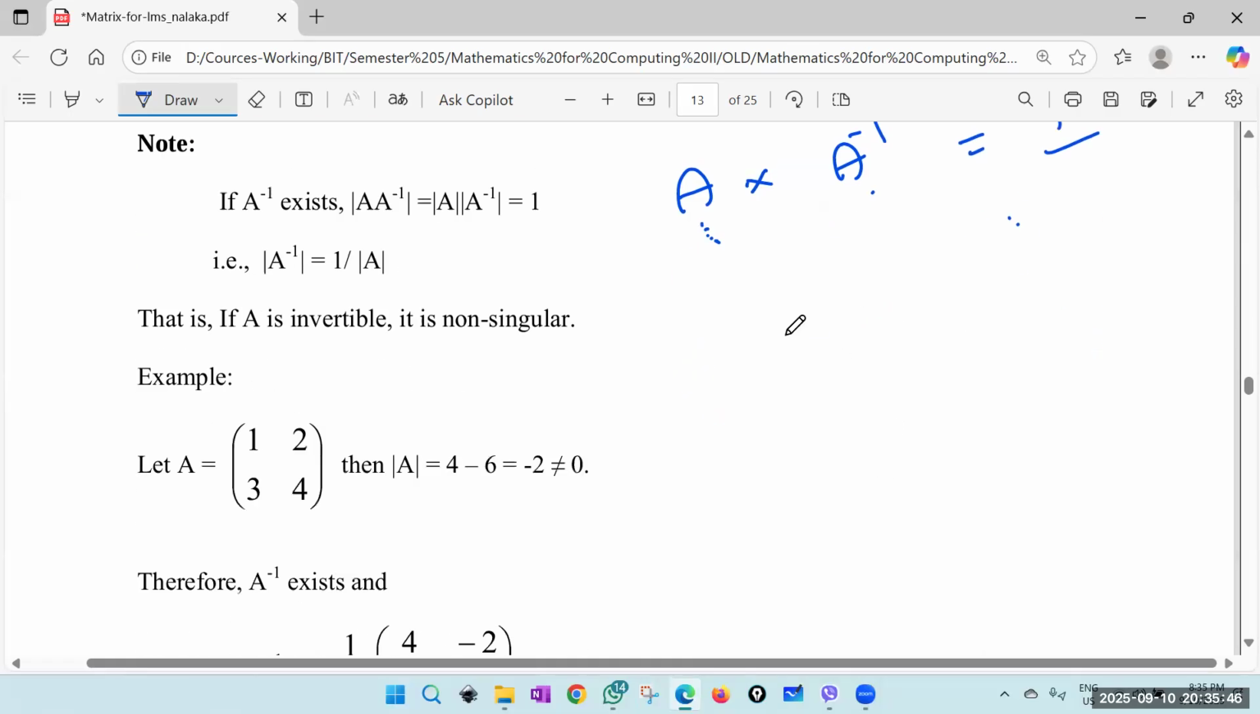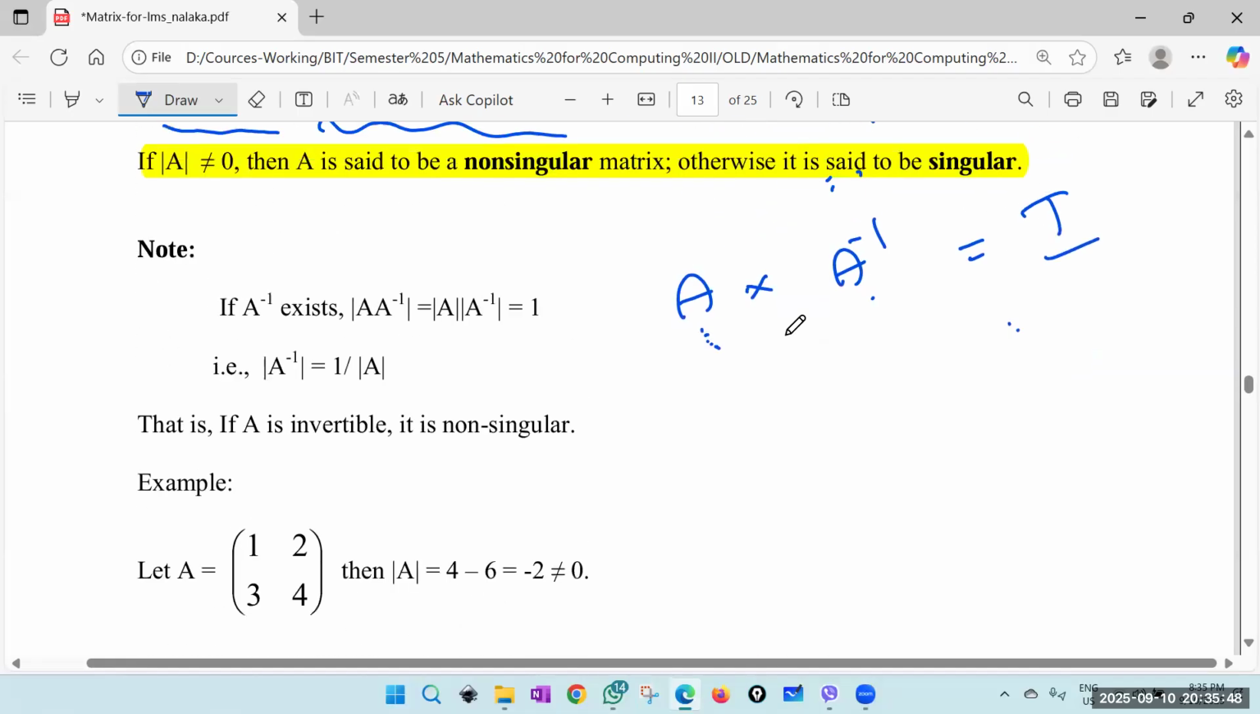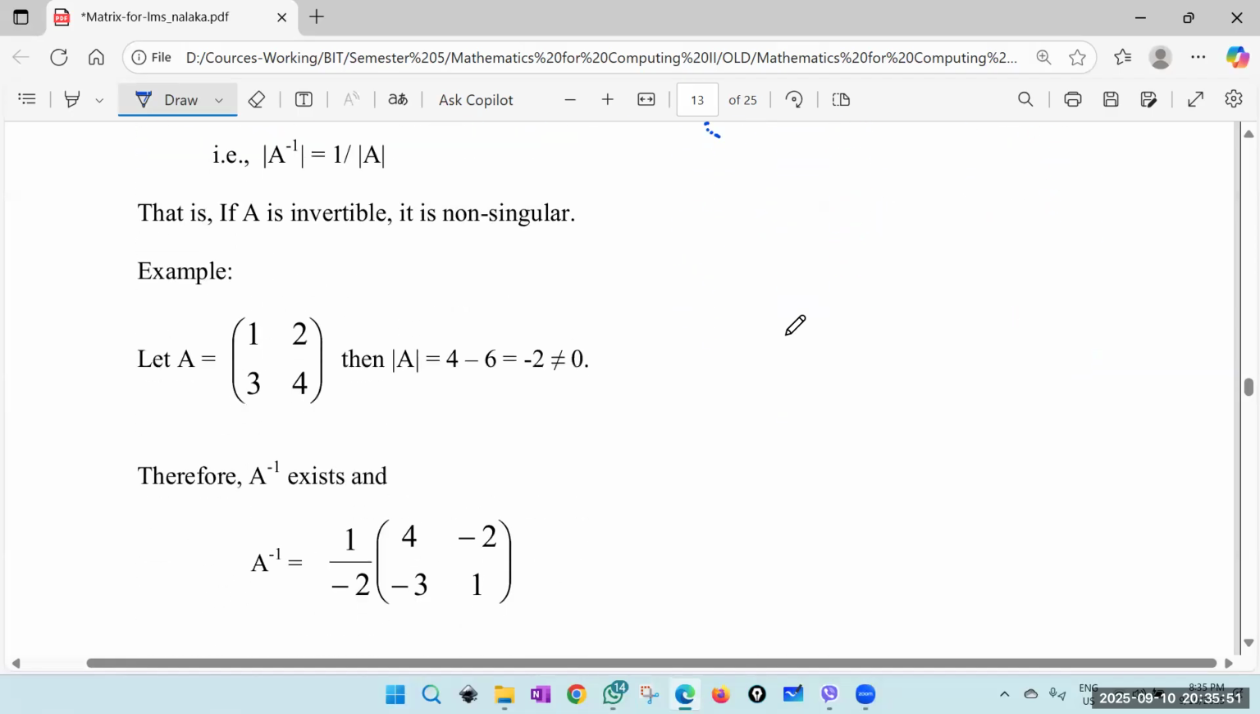Let's take an example. How do you know whether a matrix has an inverse or not? Just check the determinant. If it is not zero, it has an inverse. For example, this is a 2 by 2 square matrix. Its determinant is 4 minus 6, which is minus 2. Minus 2 is not zero. That means this one has an inverse.